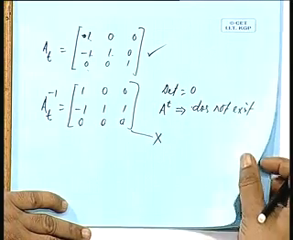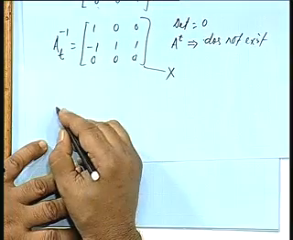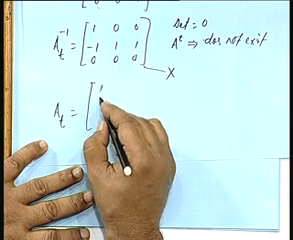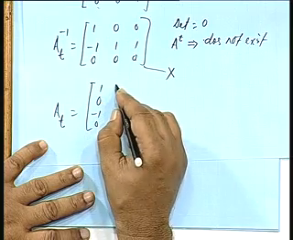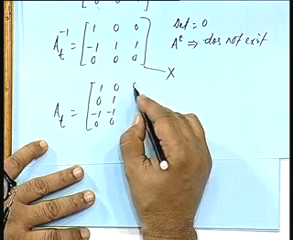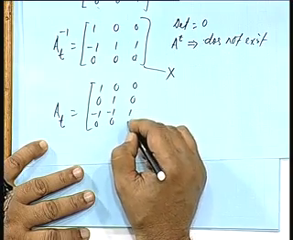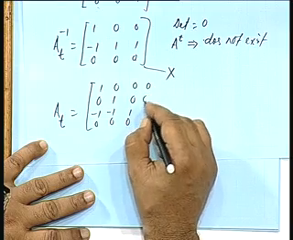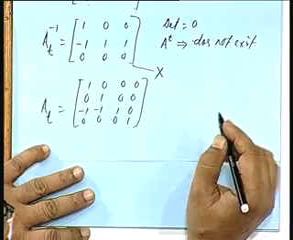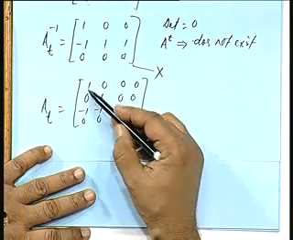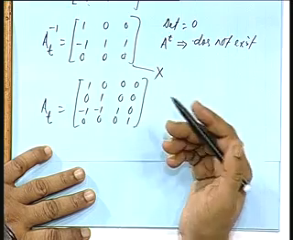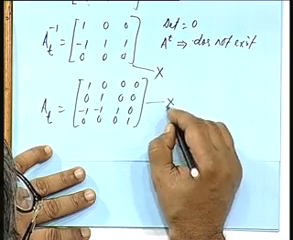Okay. Let us take another matrix AT equal to 1 0 minus 1 0 0 1 minus 1 0 0 0 1 0 and 0 0 0 1. Can this form a submatrix of a 4 node system? Obviously, this is a 4 by 4 matrix, and for a 4 node system it should be a 3 by 3 matrix. Therefore, this is also ruled out.